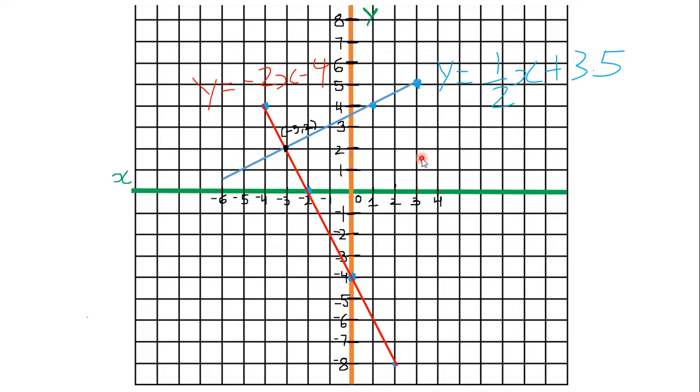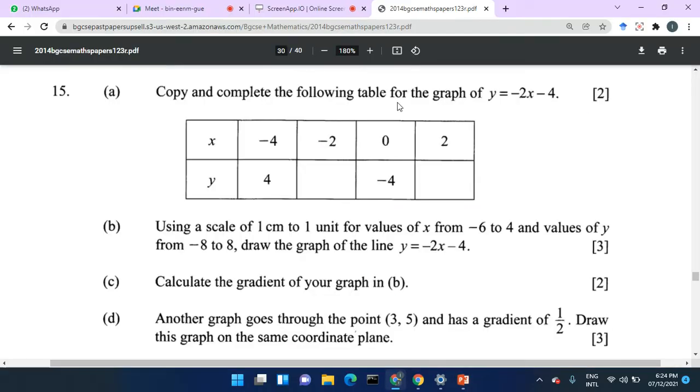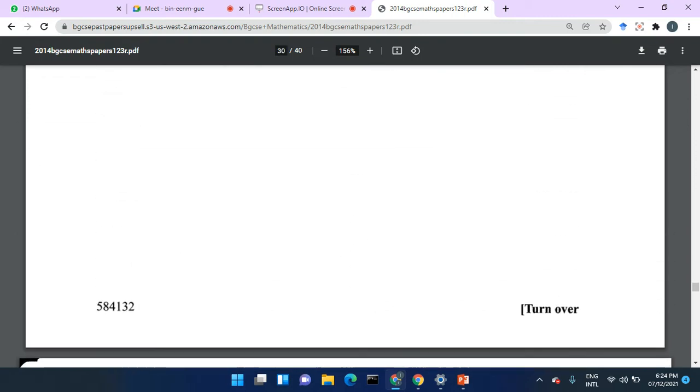Okay, so let's continue. We already finished this question. It's a tough question, but we managed to plow through it.